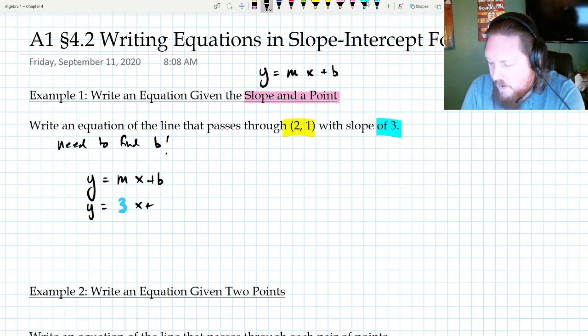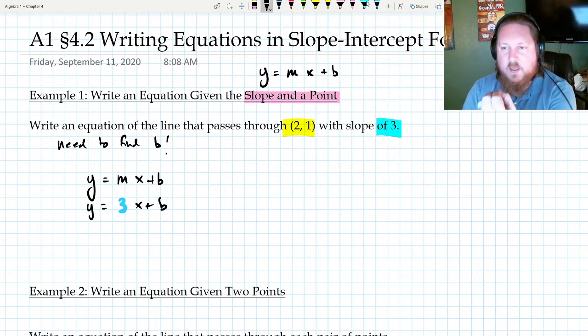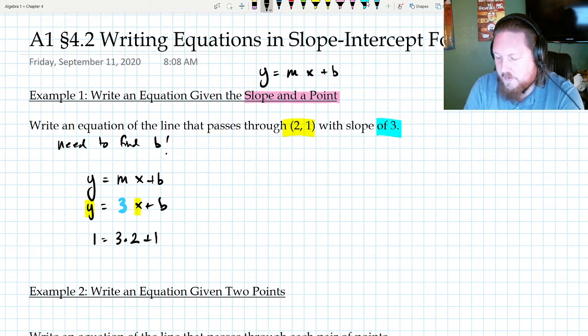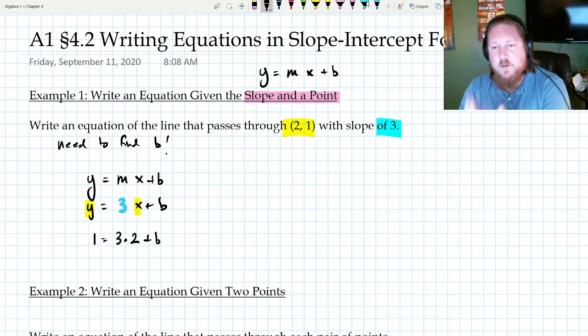Now, I'm missing that y-intercept part. If only I had some way to fill out those other two variables so then I could solve for it. And guess what? They give me exactly what I need there with the point (2, 1). So all I'm going to do is plug it in. Y value is 1 equals 3 times the x value of 2 plus b. And now I have an equation where b is the only value left.